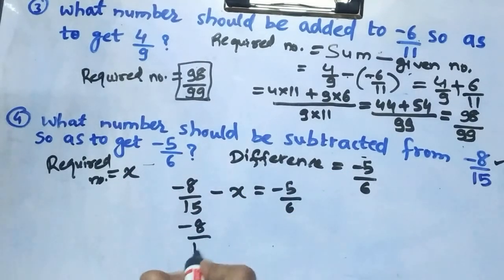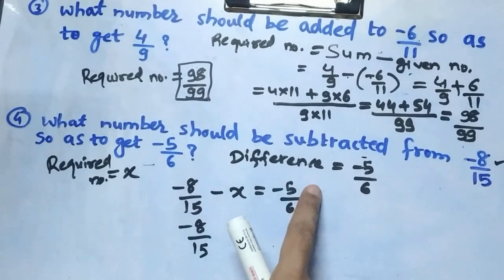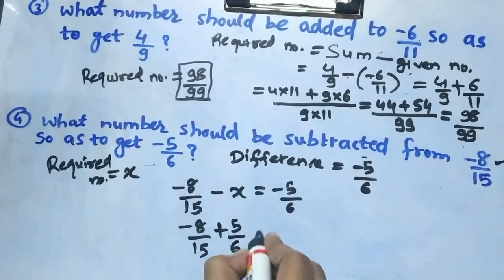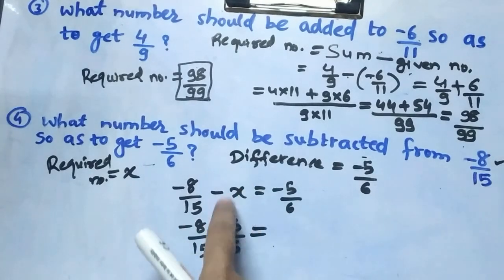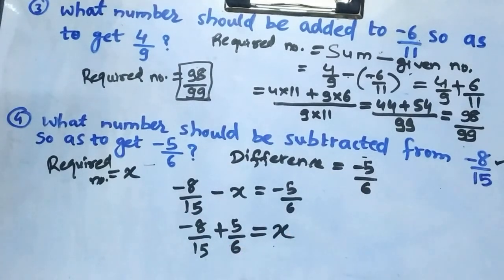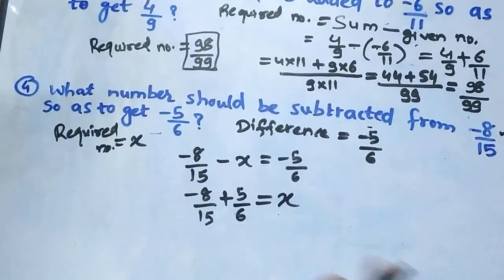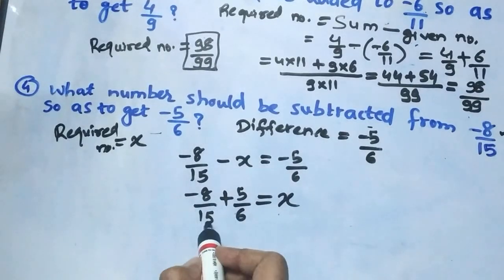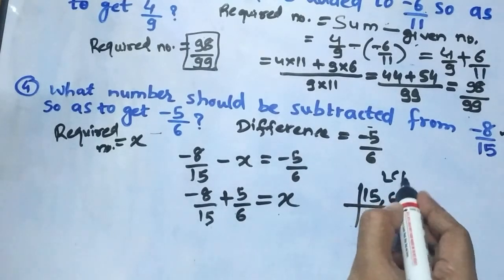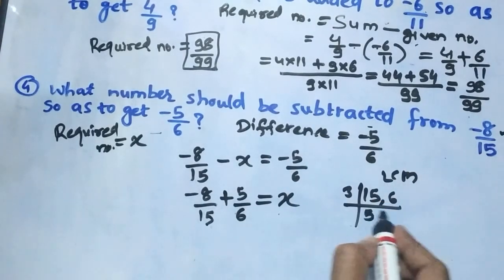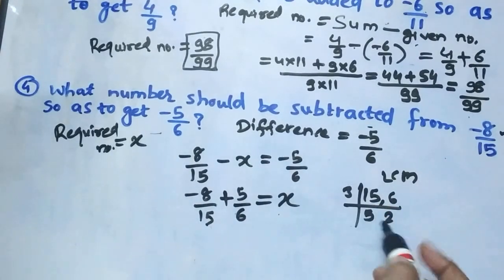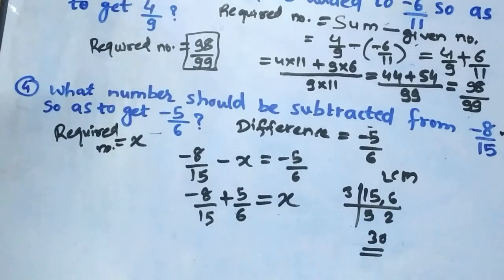So here we'll simplify minus 8 by 15. This minus of 5 by 6 will bring to this side, it will become plus of 5 by 6. And we'll send this x, which was in minus, to the other side. When you are changing its side, it becomes plus x. So now you just need to solve it. You can again take the LCM of 15 and 6, otherwise cross multiplication. Here for 15 and 6, 3 5s are 15 and 3 2s are 6. So the LCM is 5 into 2 into 3, that is 30.